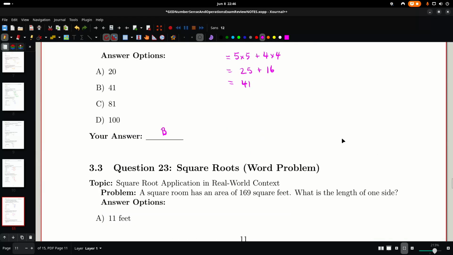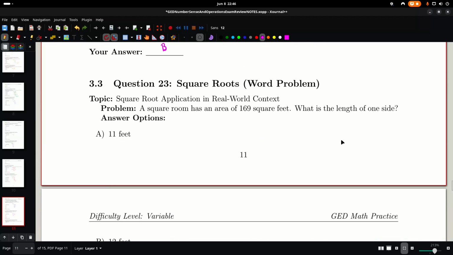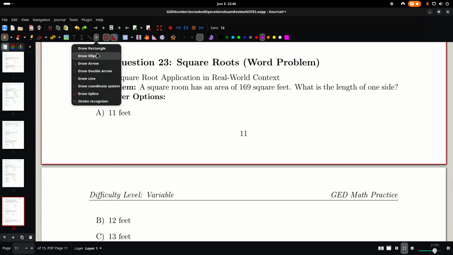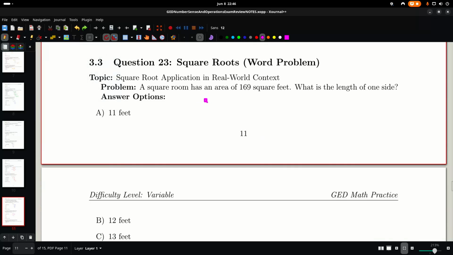That's great. Okay, here's a word problem involving square roots. So a square room has an area of 169 square feet. What is the length of one side? So a square room, actually I think I can make a proper square. Draw a rectangle. There we go. Look at that. That's a much better square, sort of. Alright.